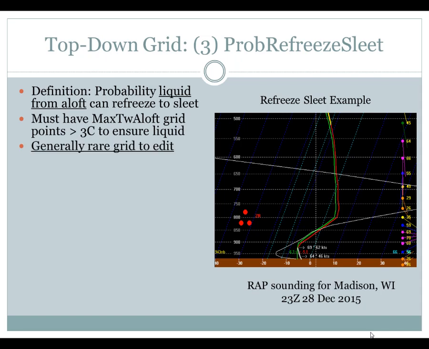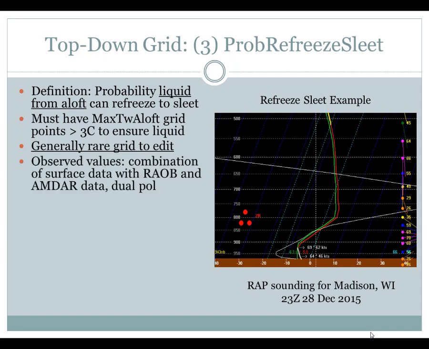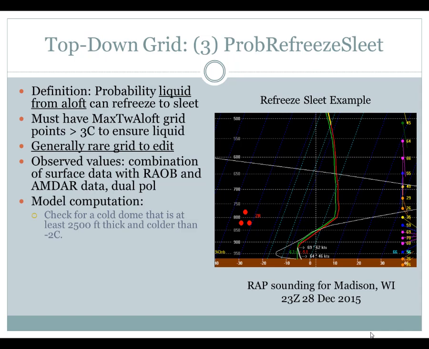You must have max wet bulb aloft grid greater than 3 Celsius, at least the points there, to ensure liquid. Generally, this is going to be a rare grid to edit because the conditions to have, for sure having liquid and then having a deep enough layer to allow for refreeze and to be cold enough, somewhere around -6 to -8 is where you really start to get that refreeze sleet process going with a 2,500 foot depth. The observed values can be found via a combination of surface data with RAOB and AMDAR data, as well as dual pol.